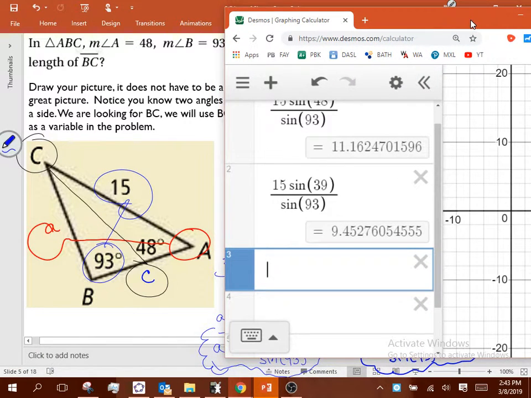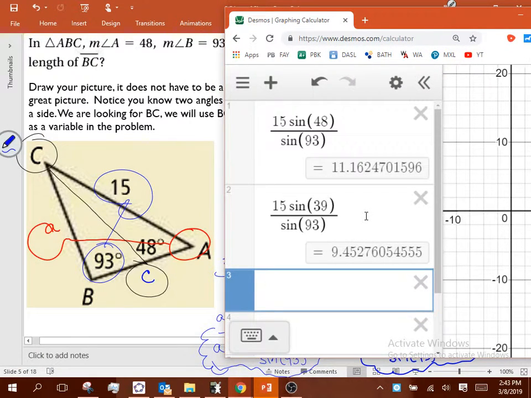So we've got our two values. We've got the length of A, and we've got the length of C. We also know angle C to be 39 degrees, so we solved that triangle, right? We found all 6 parts of that triangle. Now, I'm cautious of this because I want to make sure that we've done things right.